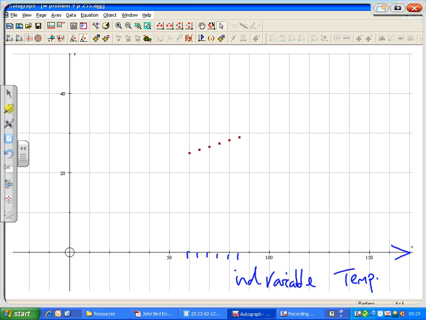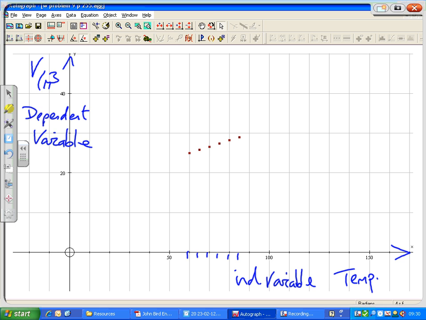And then what we plot is the dependent variable on the y-axis, which in this case is the volume. This is the dependent variable because it depends on the independent variable.